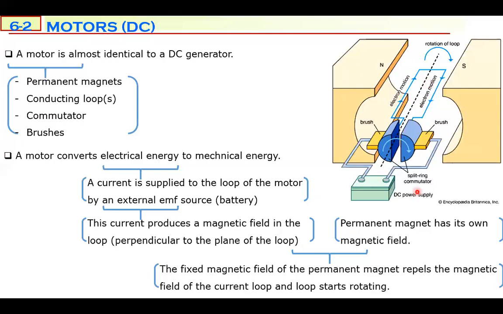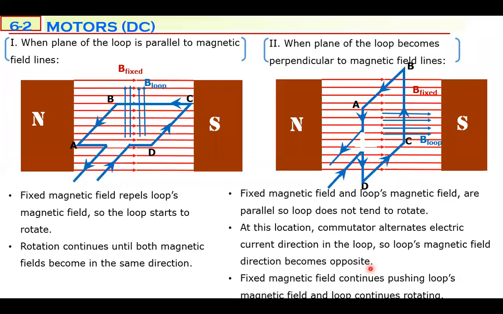And these two magnetic fields will start pushing each other, repelling each other. So the fixed magnetic field of the permanent magnet and the magnetic field of this loop start to repel each other, and this loop is free to rotate, so the loop starts to rotate inside this magnetic field. The S-pole repels the magnetic field of the loop, and the loop starts rotating. And remember, I am going to remind you of one title from chapter 5, section 2.